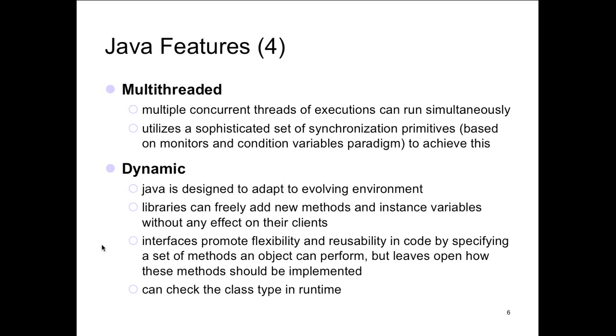Interfaces provide flexibility as well. Reusable code specifies methods and objects, and you can check the class type at runtime. In fact, you can see what kind of class you are, what object you are, and then you can see what objects are contained inside of the objects, and dynamically work with the object.